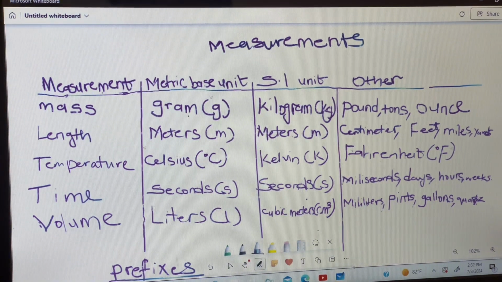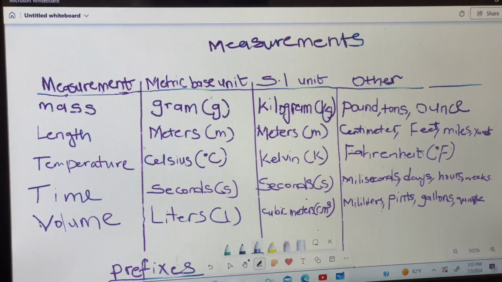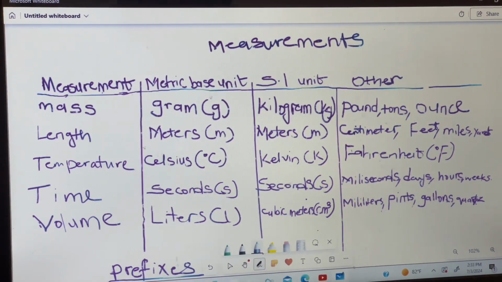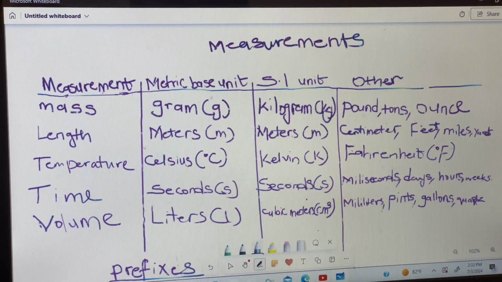Coming to the first one, the mass: the metric base unit is measured in grams here in the United States. Then the SI unit is measured in kilograms. In other units, we can measure it in pounds, tons, and ounces. So it all depends on the unit they want to use.